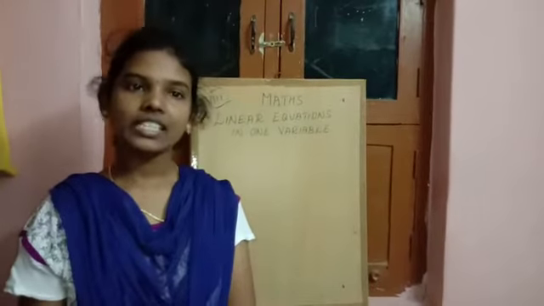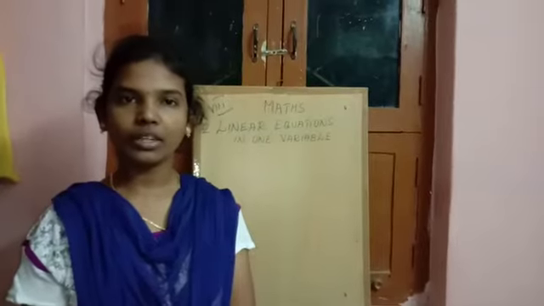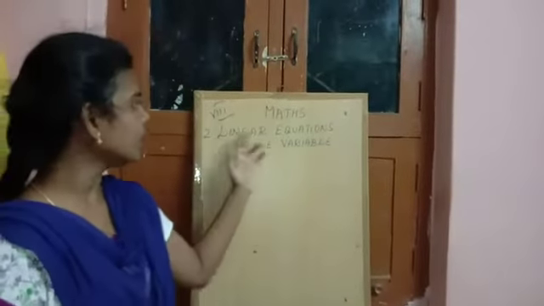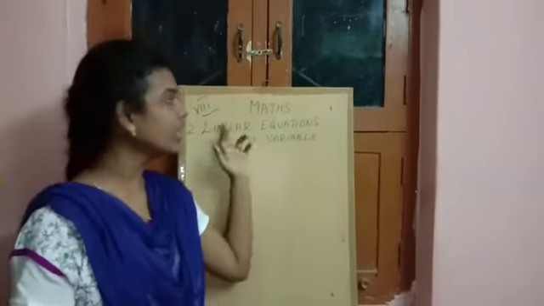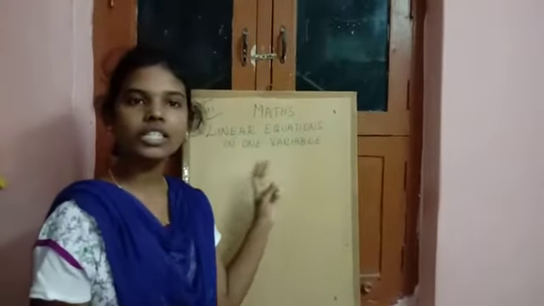In the previous class we have seen rational numbers, the first unit we have completed. The second unit is linear equations in one variable. Today we are going to see this one only, linear equations in one variable. This is the second unit.